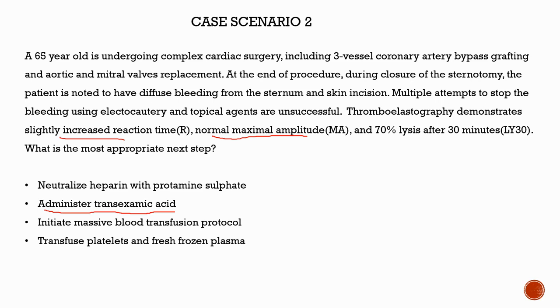The TEG is showing hyperfibrinolysis, so we will manage this by giving an antifibrinolytic agent, that is tranexamic acid. Maybe later the patient requires FFP also, but in this case scenario, the first preference will be tranexamic acid.